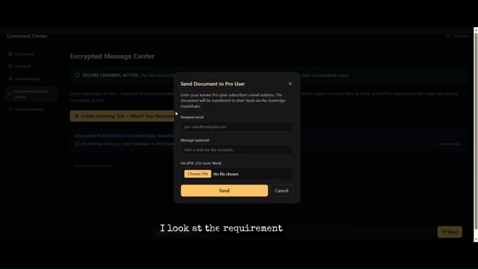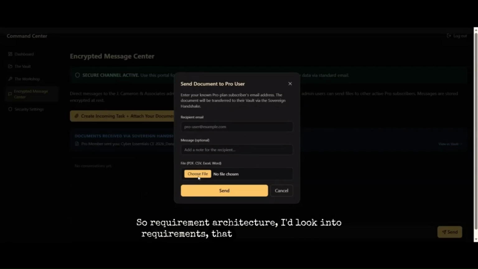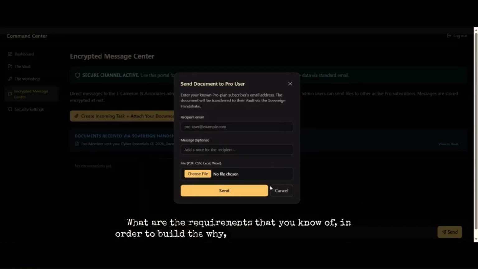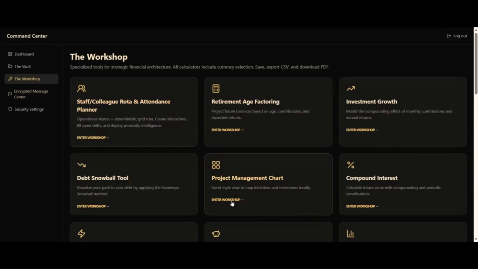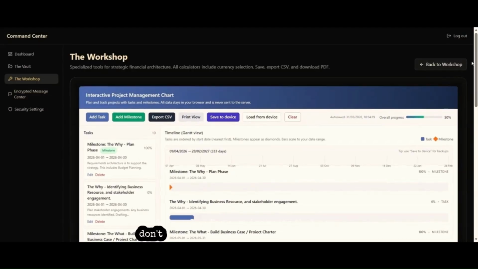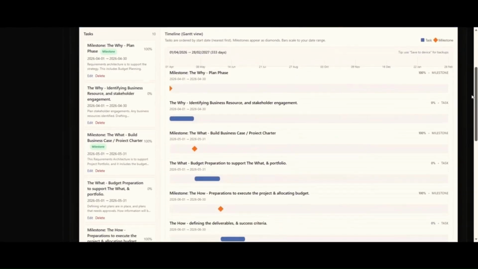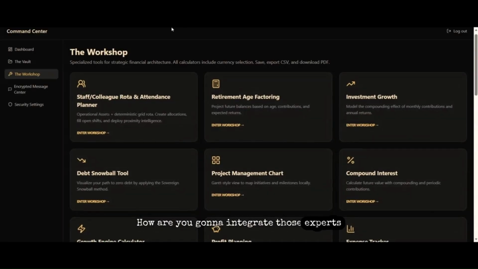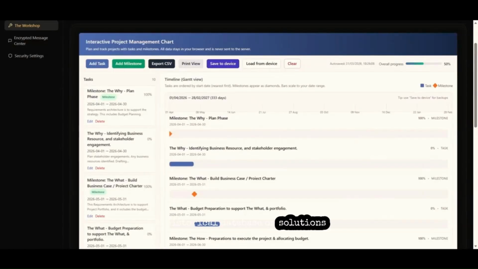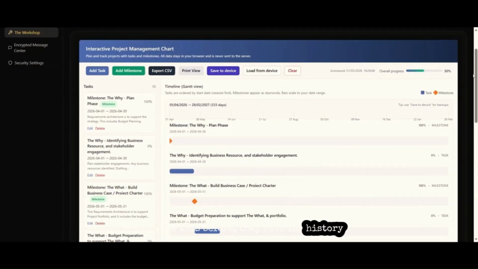I look at the requirement itself. So requirement architecture, I'd look into requirements that you need to identify. What are the requirements that you know of in order to build the why, the plan? Requirements that are still unknown and you need to figure that out. What are they? Create a plan for requirements that you don't yet understand that you might need. I'd look into the experts, the tasks that are known only by those experts. What are they, and how are you going to integrate those experts into the plan? The historical database on solutions or historical knowledge, maybe people who've done this before. They have the history, know-how.